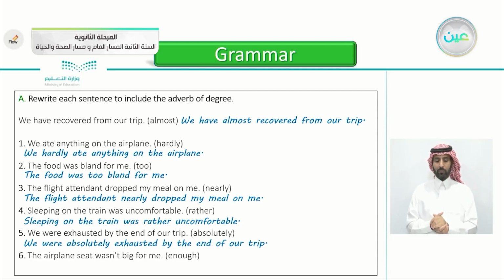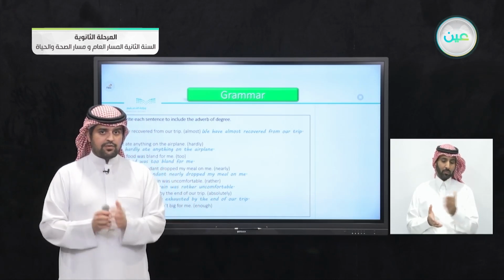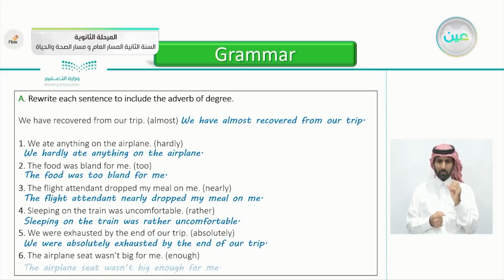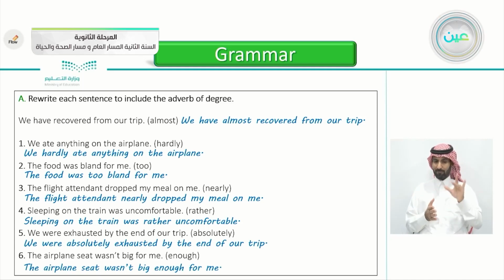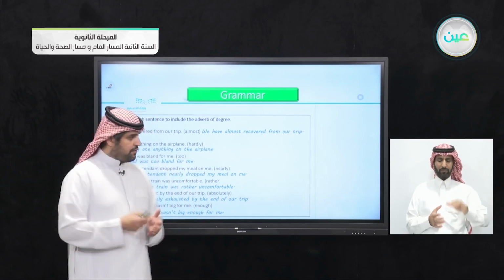Number six, the airplane seat wasn't big for me, and the adverb enough. Remember, enough, do we put it before or after the adjective or the adverb? Okay, let's check the answer. The airplane seat wasn't big enough for me. Here it came after the adjective big. It wasn't big enough for me. Maybe it was a child seat, so it wasn't big enough for me.